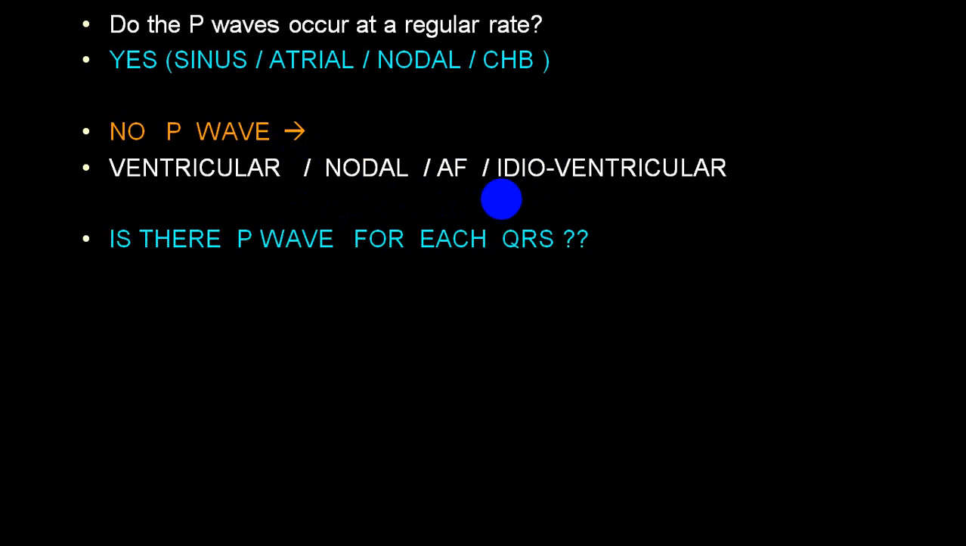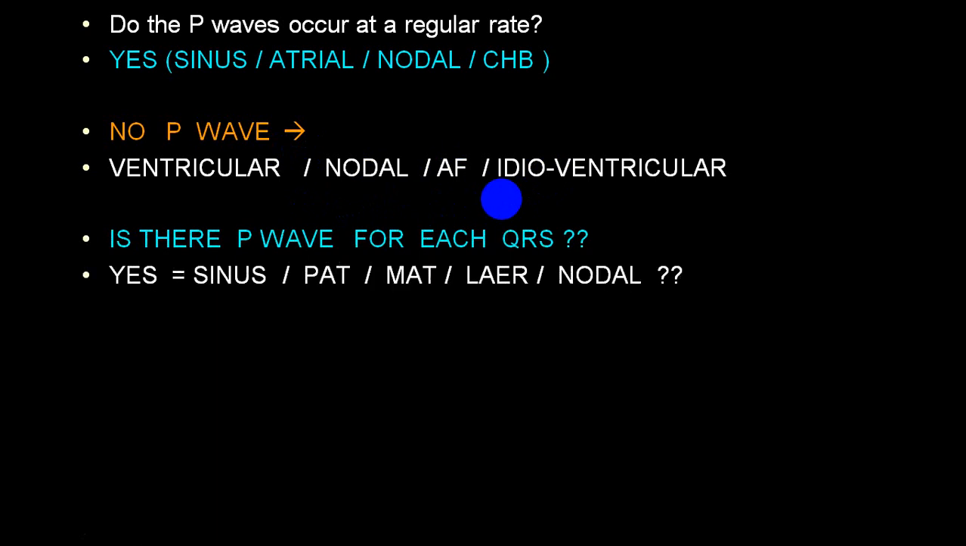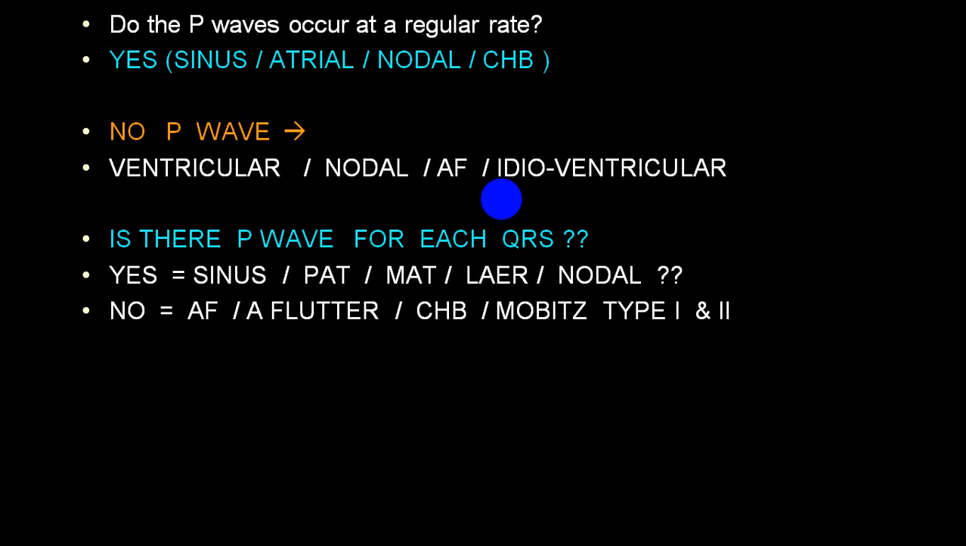Is there a P wave for each QRS complex? If the answer is yes, sinus, paroxysmal atrial tachycardia, multifocal atrial tachycardia, left atrial ectopic rhythm or nodal rhythm. If the answer is no, it is in favor of atrial flutter, atrial fibrillation, complete heart block, Mobitz type 1 and Mobitz type 2. Because in these conditions, particularly complete heart block, Mobitz type 1, Mobitz type 2, P wave rate is faster than ventricular rate.